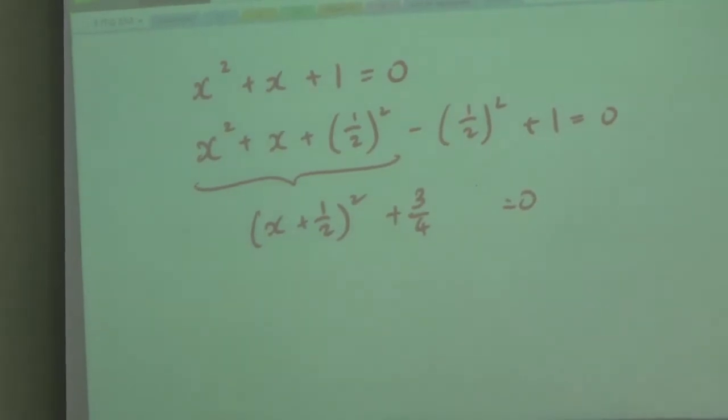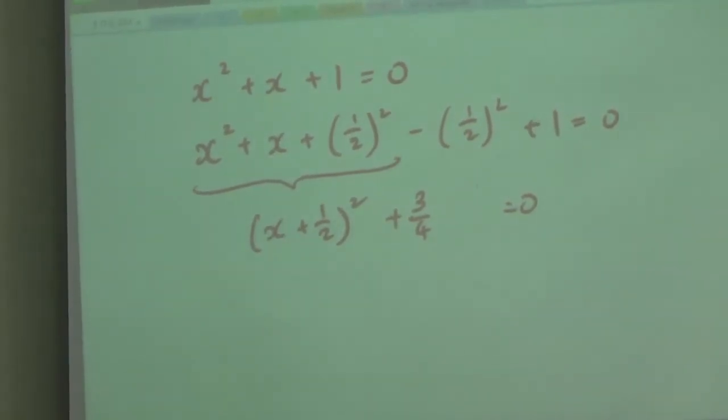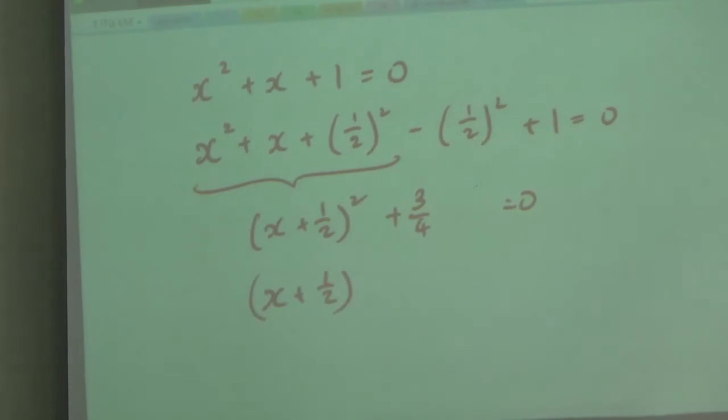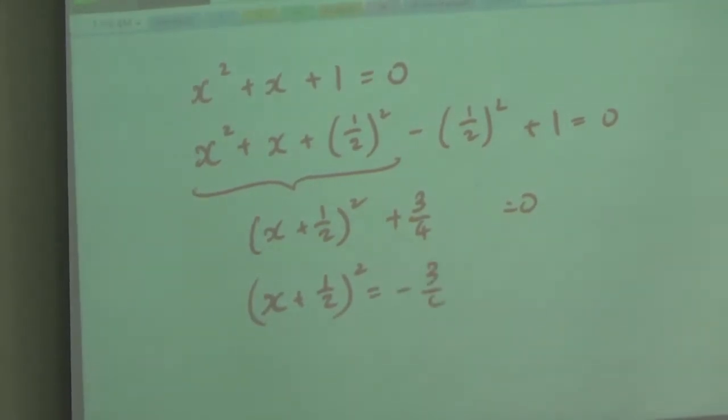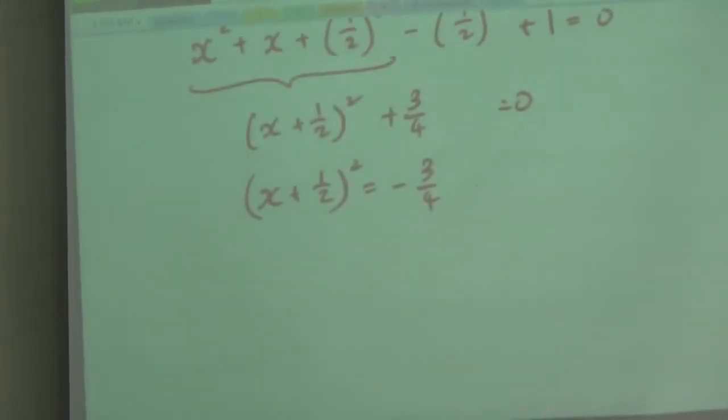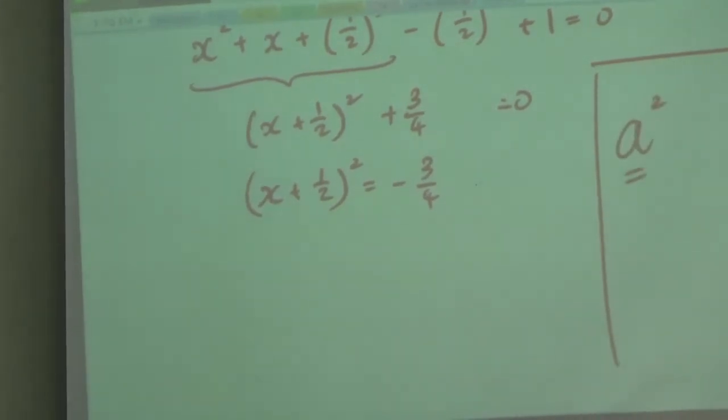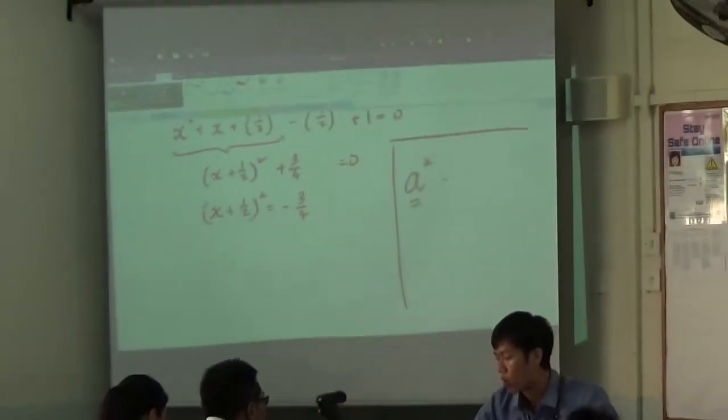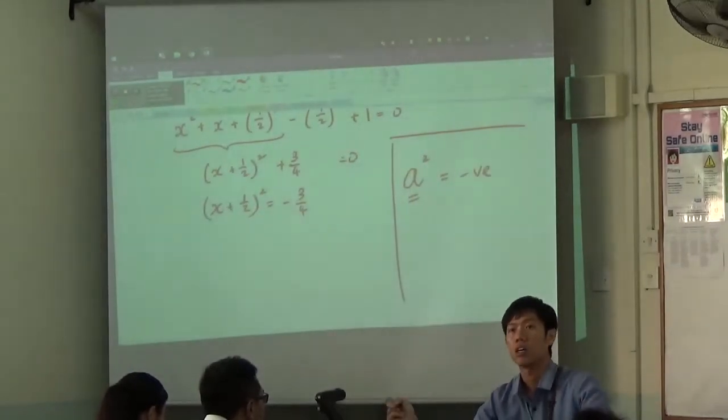Now I have to subtract 3 quarters on both sides. X plus half square equals to negative 3 over 4. Now I'm going to take square root on both sides. Is there a problem over here? What's the problem over here? You cannot square root a negative number. You cannot have a square, where a is an unknown, whatever it is. You cannot have a square equals to a negative number.